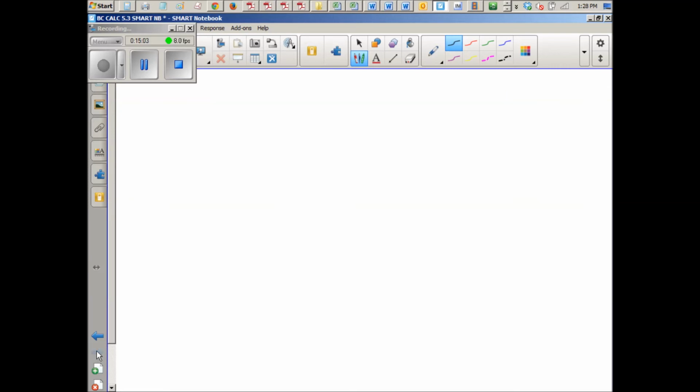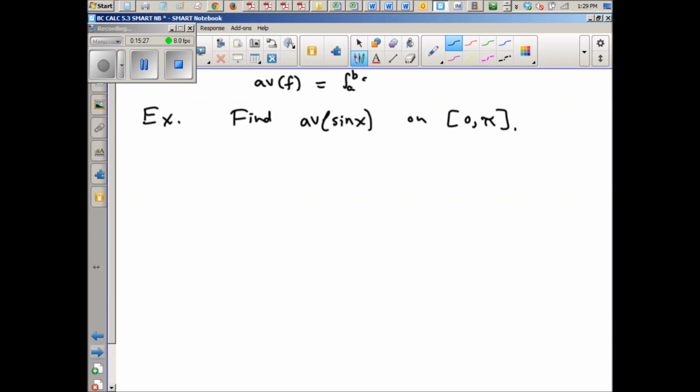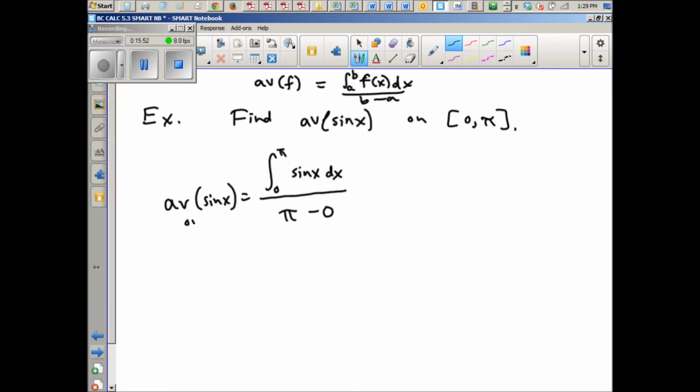So let's take a look at example one. Let's find the average of sine x on the interval from 0 to pi. And we're going to use the formula that you have in your notes. I'll copy it down for those watching the video. So, av f equals integral over interval. Really easy to remember. Integral over interval. So we're going to be doing the integral from 0 to pi of sine x dx, all over pi minus 0. This will give you the average value of sine x on the interval 0 to pi.